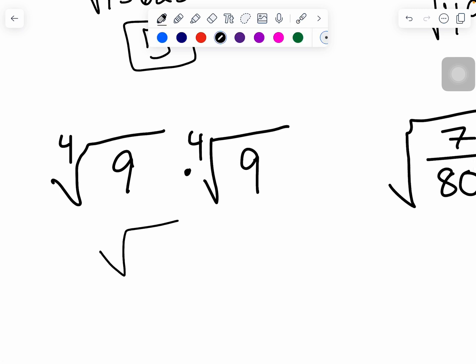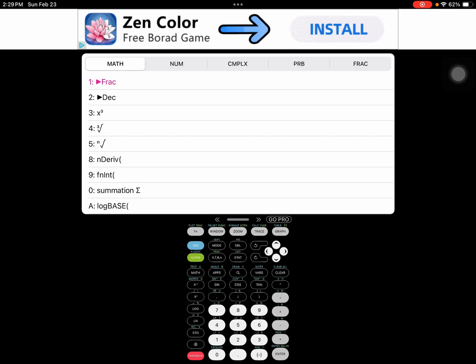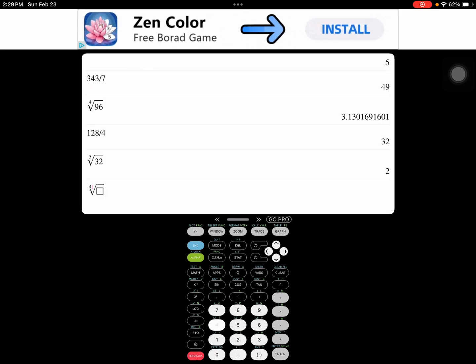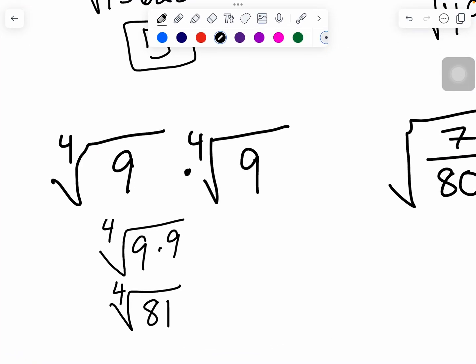Okay, there we go. All right, so now, same kind of thing. I have the fourth root of 9 times 9, which gives me the fourth root of 81. Plugging that into our calculators, math, fourth root, 81. We have 3. So our answer here is 3.